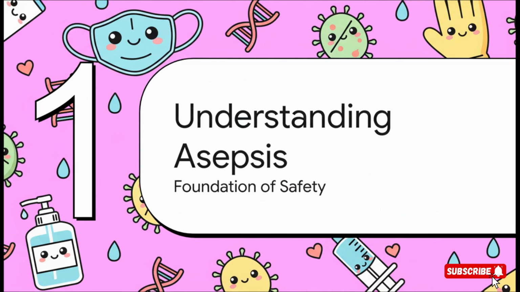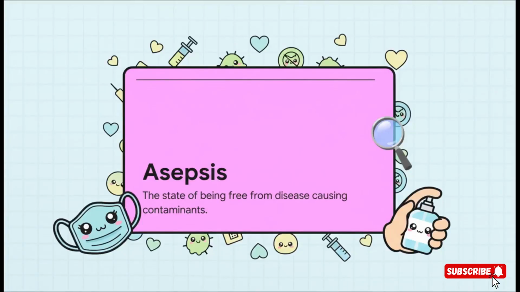Okay, let's jump right in with the absolute most important concept, asepsis. Seriously, before we even think about masks or gloves, we've got to get our heads around what we're even trying to do. This is the bedrock of patient safety, right here. So, at the end of the day, asepsis is the goal. It's that simple. We're trying to create an environment that's free from all those nasty, disease-causing contaminants.